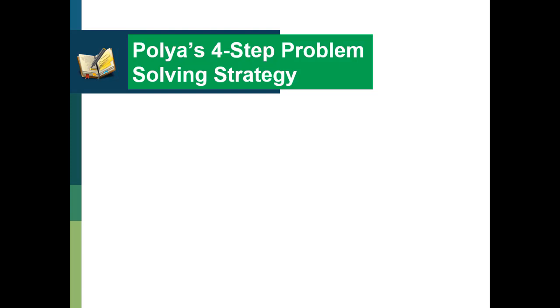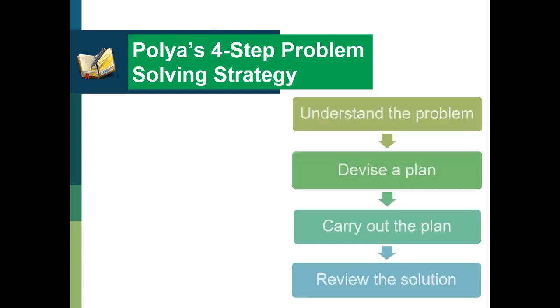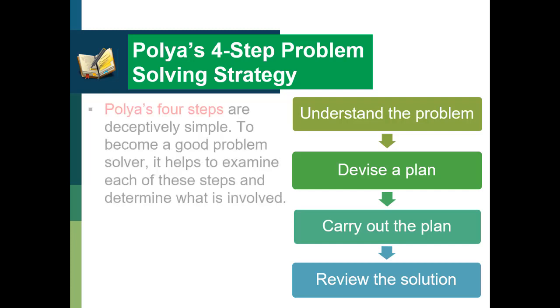To continue, what is Polya's 4-step problem-solving strategy? Here's how it is. The first one is understand the problem. Of course, that's the very first step. The second one, devise a plan. The third one, carry out the plan. And lastly, review the solution. This is the very famous Polya's 4-step problem-solving strategy.